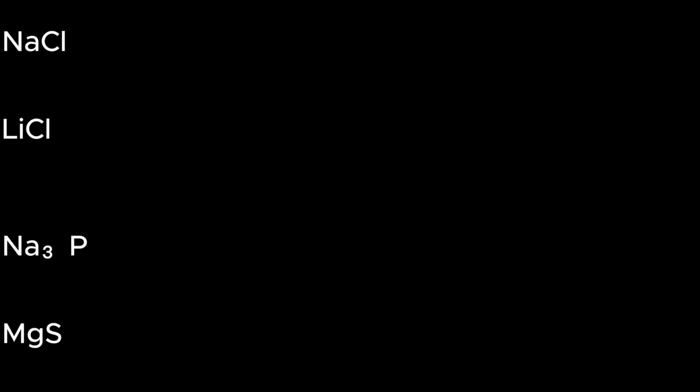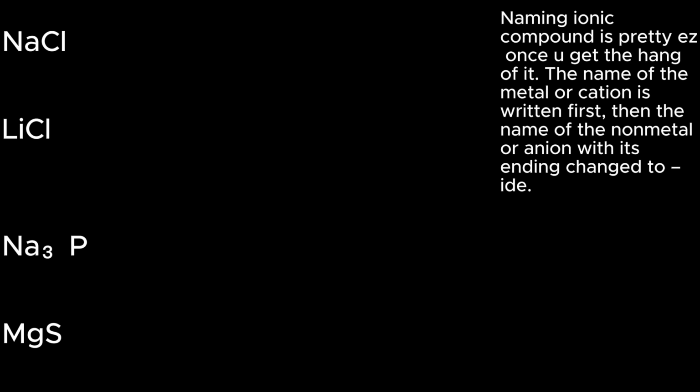Now, that was kind of the introduction. Now we're gonna start naming ionic compounds. So first, we got NaCl. So this is commonly known as table salt. And how we name it, ionic compounds are actually pretty easy to name. So first, you have to take the first element, the metal element, which is Na.